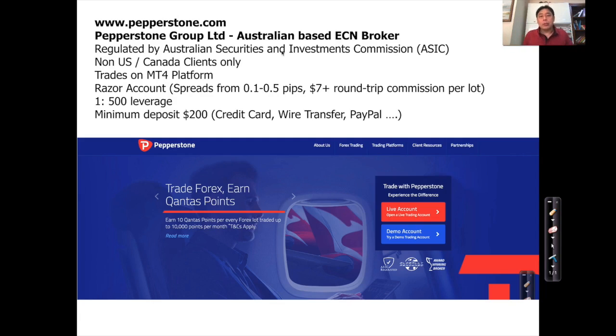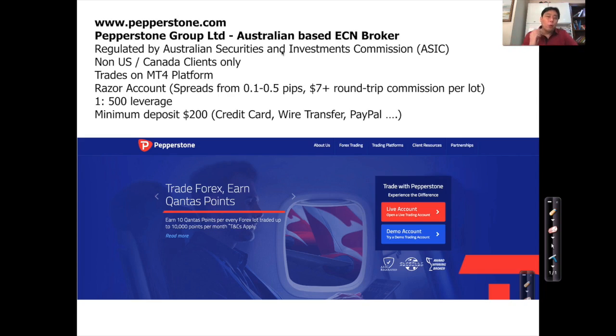Now you can use any broker that you want, but always ensure that the broker you use is regulated by the relevant authority. So for example, if it's a US broker, it should be regulated by the Securities and Exchange Commission, SEC. If it's an Australian broker, regulated by ASIC. Because there are many small brokers out there that may charge you really low commissions, but they may not be that safe.